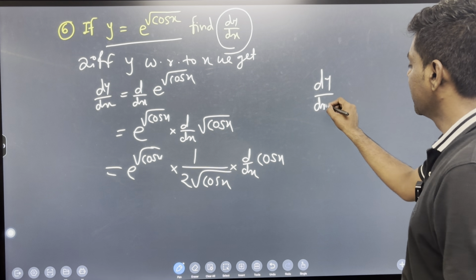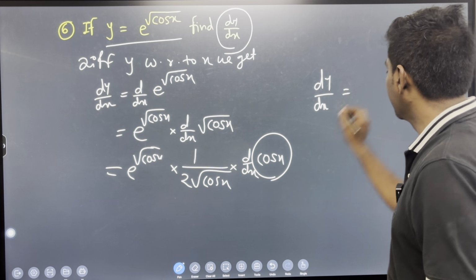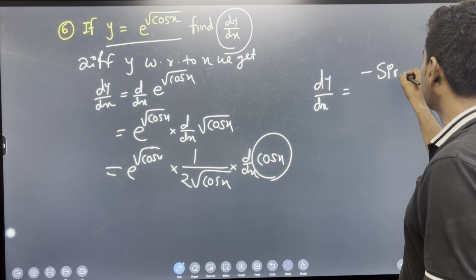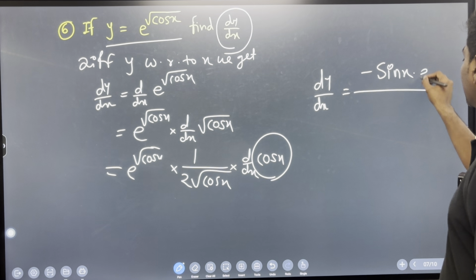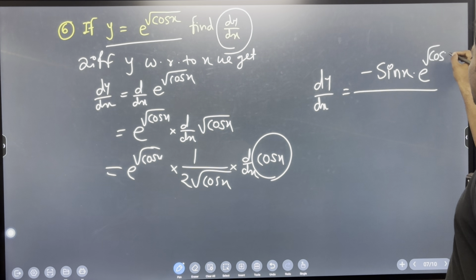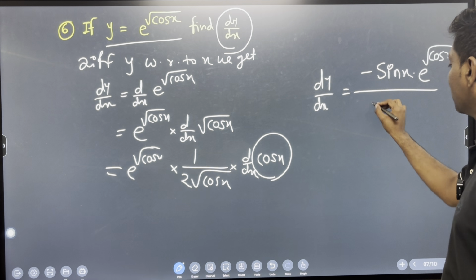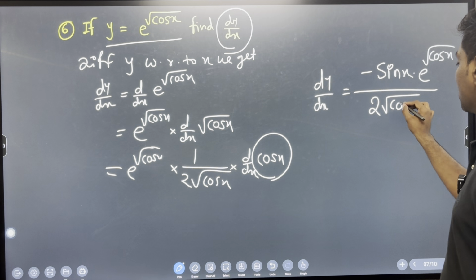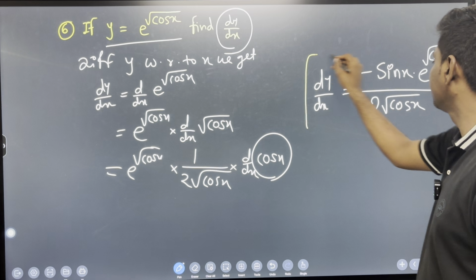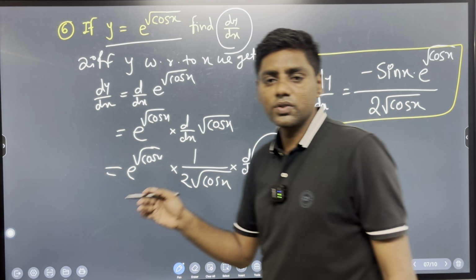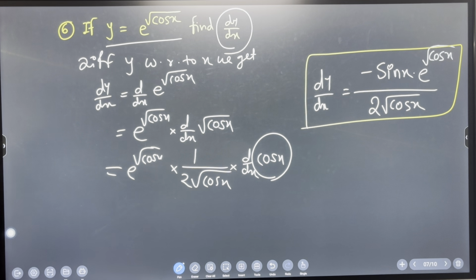dy by dx equals the derivative of cos x, that is minus sin x, divided by... write down completely, again one more term e raised to root of cos x, and in the denominator 2 into under root of cos of x. So now this is the final solution of the given example.